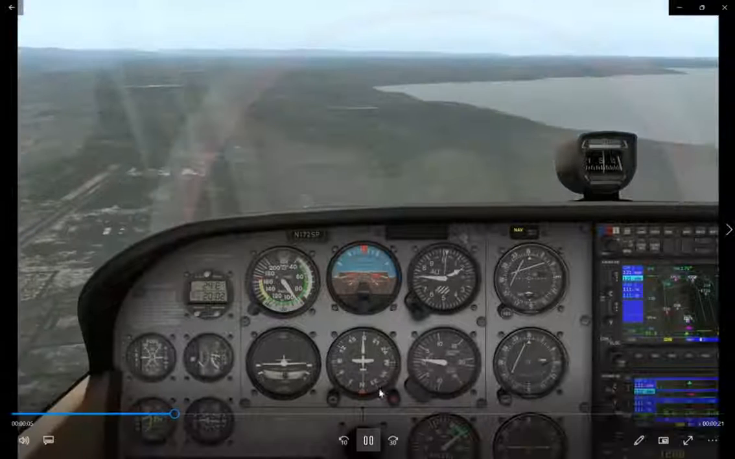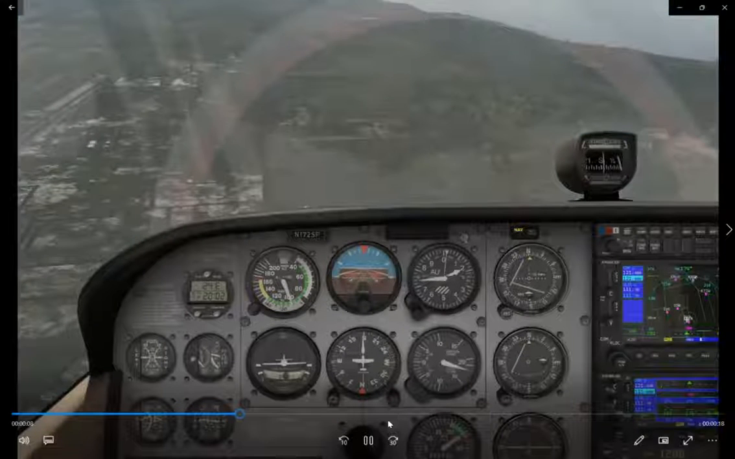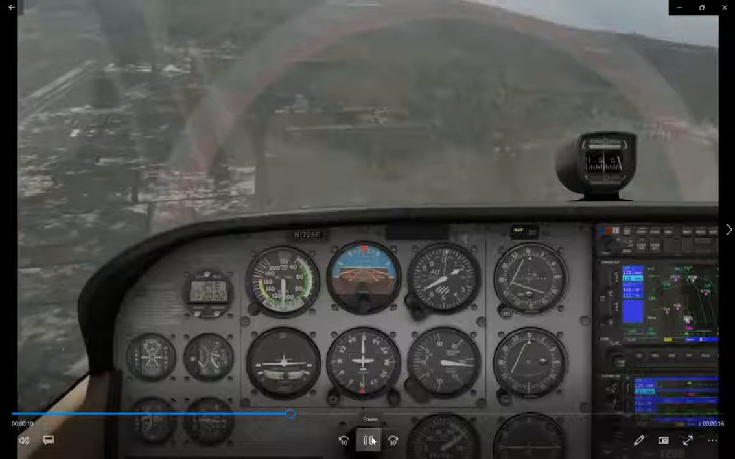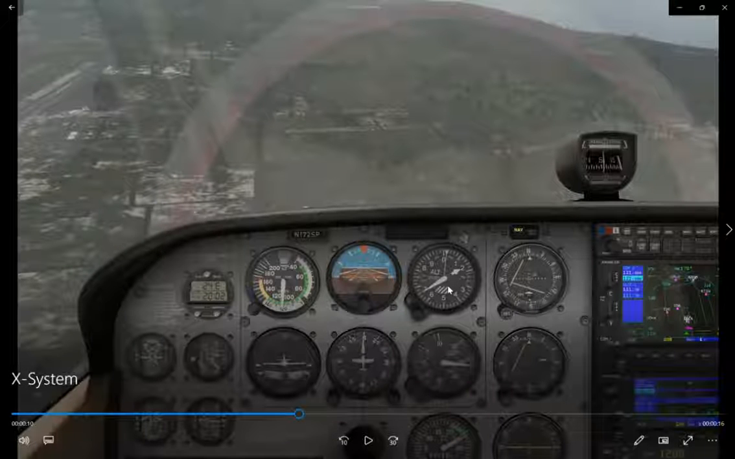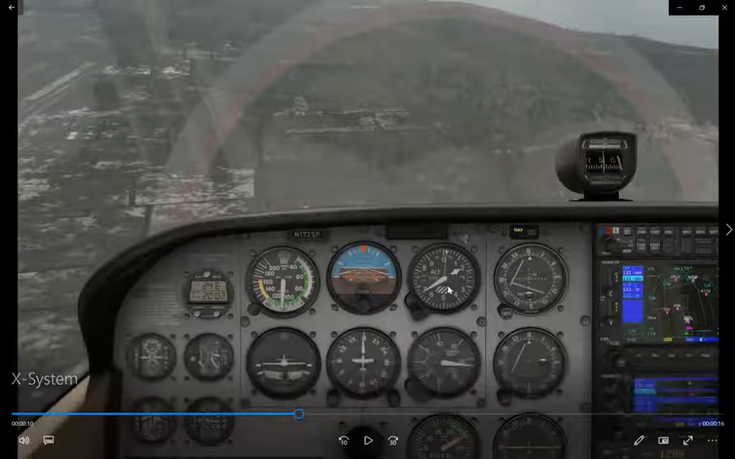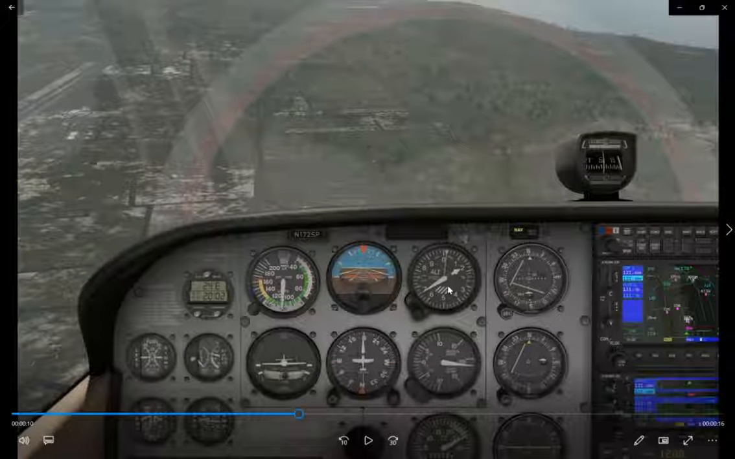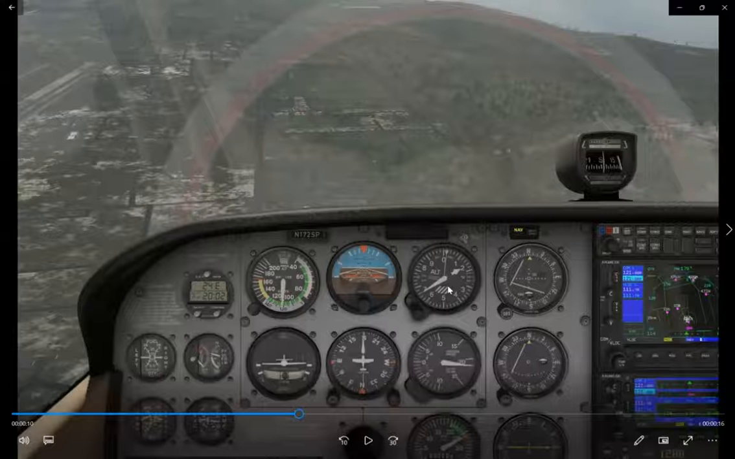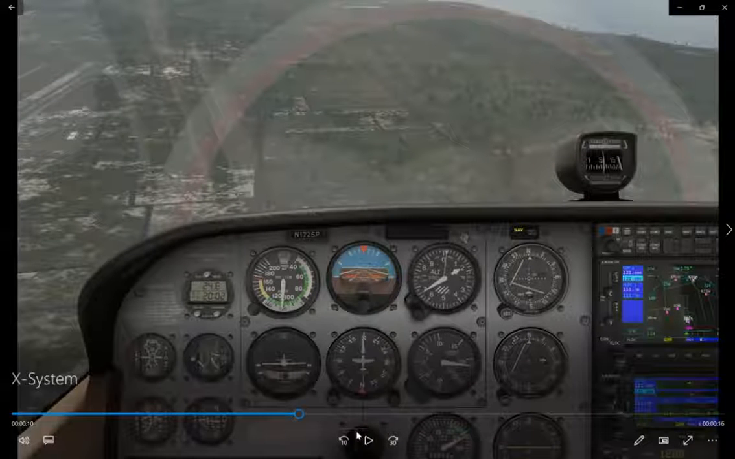We will now point the nose of the plane downwards, and as we can see, the speed has increased to 110 knots. The altitude indicator has got a straight line up, signifying that the plane is pitched downwards, and there is slight decrease in altitude noted on the altimeter.